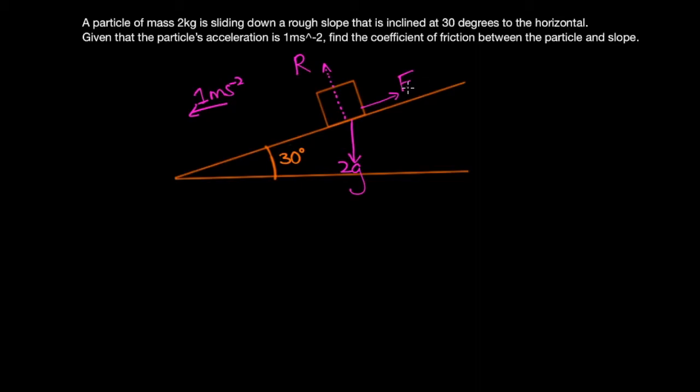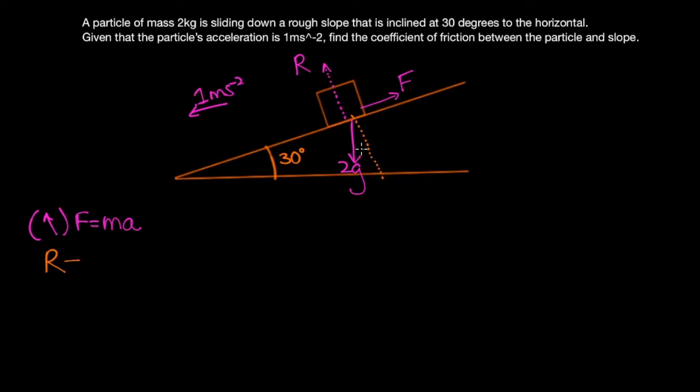And in order to solve this problem, we're going to need to resolve forces perpendicular and parallel to the slope. And we're going to use the equation F equals ma. So if we start by resolving perpendicular to the slope, in this direction F equals ma. So we have the normal reaction force, which we already know is perpendicular to the slope, but we also have in the opposite direction the component of weight that is perpendicular to the slope as well.